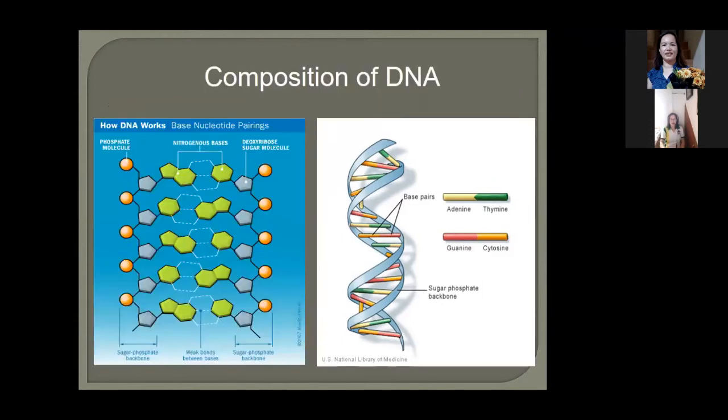If you look at the structure and composition of DNA, obviously you see that DNA is like a twisted ladder. It is made up of nucleotides, and each nucleotide is made up of the backbone, which is the phosphate molecule and the sugar molecule. And of course, it is composed of one of the 4 nitrogenous bases: adenine, thymine, guanine, and cytosine. Adenine will always be paired to thymine, and guanine will always be paired to cytosine.